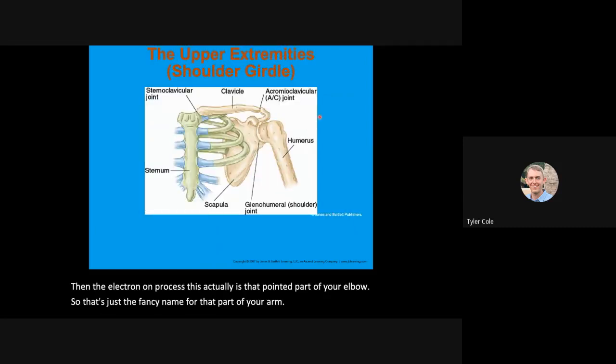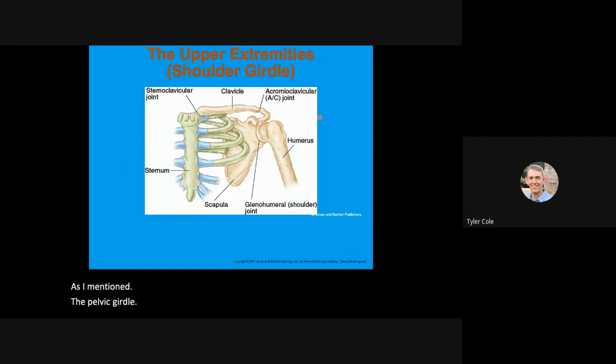As I mentioned, the shoulder girdle is made up of several different bones. We have your scapula, which is your shoulder blade. We have the clavicle, which is your collarbone. And then you have your humerus and the head of the humerus. All 3 of these areas meet together to form that joint or your shoulder. They are held together with ligaments, keeping everything in place.